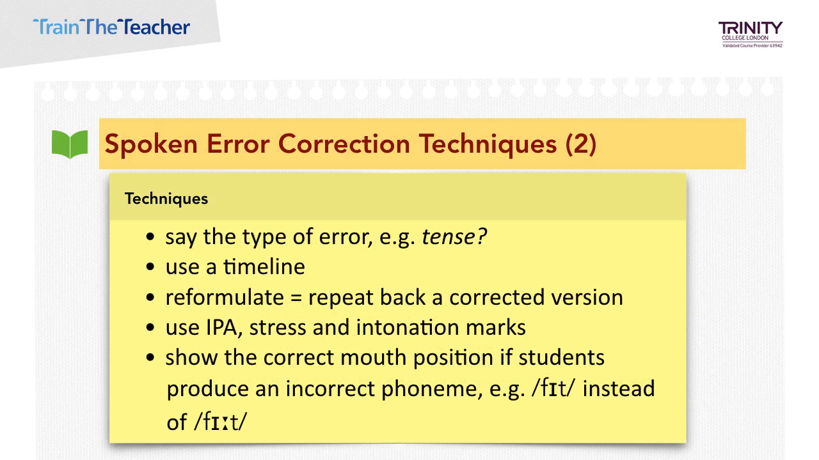To continue with some other correction techniques. With older students, you can actually tell them the type of error, for example, tense. For adult students with greater proficiency, and who have maybe studied English for some time, you can occasionally use meta-language to elicit corrections. Older students may also appreciate the use of timelines to highlight any errors in tenses they are making.